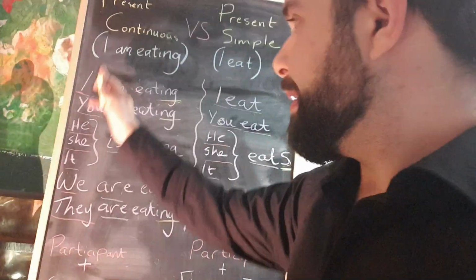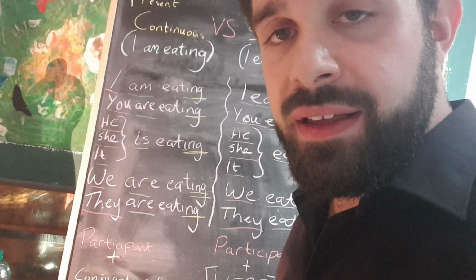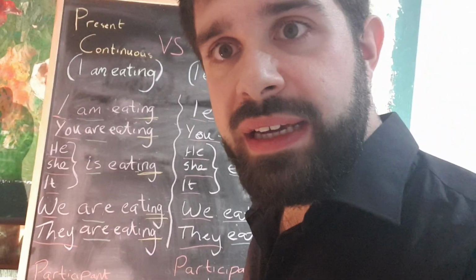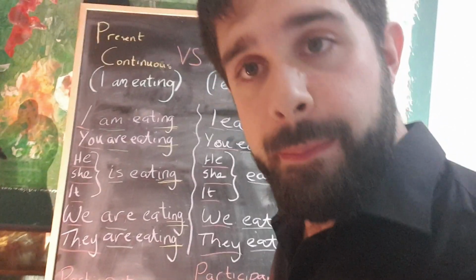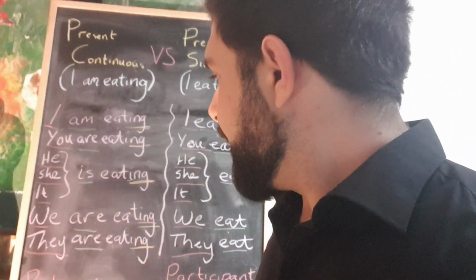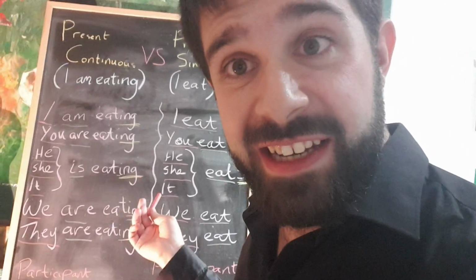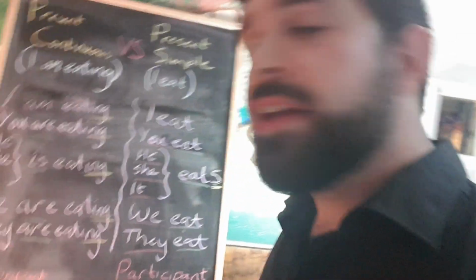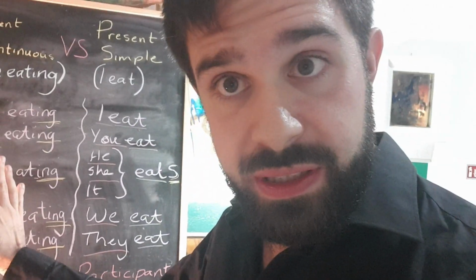You have the participant: I, you, he, she, it, we, they. Then you have the verb to be: is, are, or am. And then at the end you have the verb, whatever it is, and ing at the end.